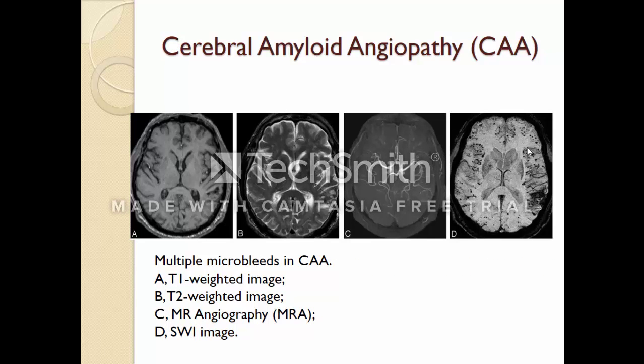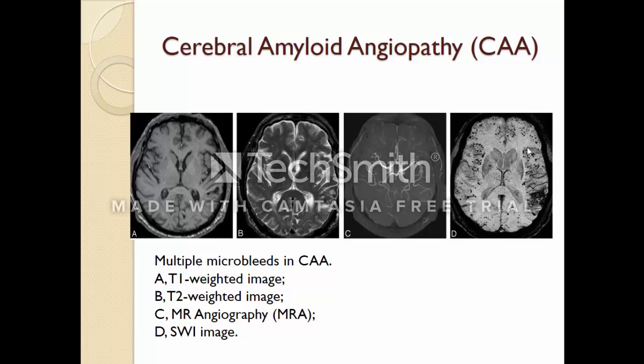Cerebral amyloid angiopathy tends to manifest in elderly patients and is a major contributor to the progressive cognitive decline. It can play a role in the pathogenesis of dementia and also in Alzheimer's disease. So in this figure, we are expected to see multiple microbleeds in CAA.